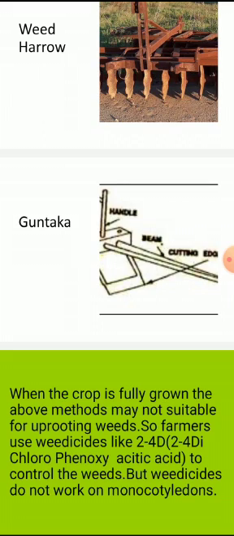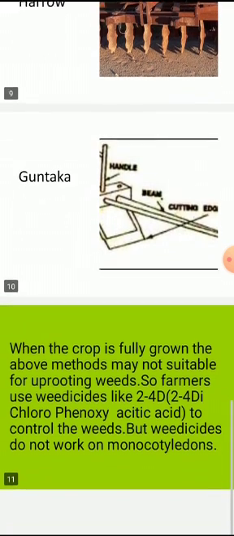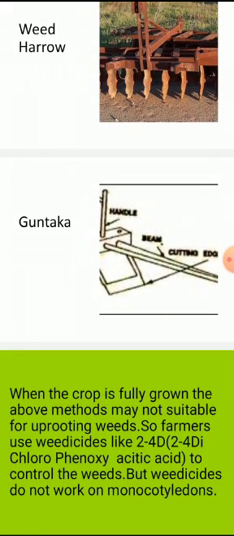We know that there are monocotyledons and dicotyledons. For example, groundnut and pea are dicotyledons. Monocotyledons are such as rice and wheat. Weedicides do not work on the monocotyledons; they work on the dicotyledons.